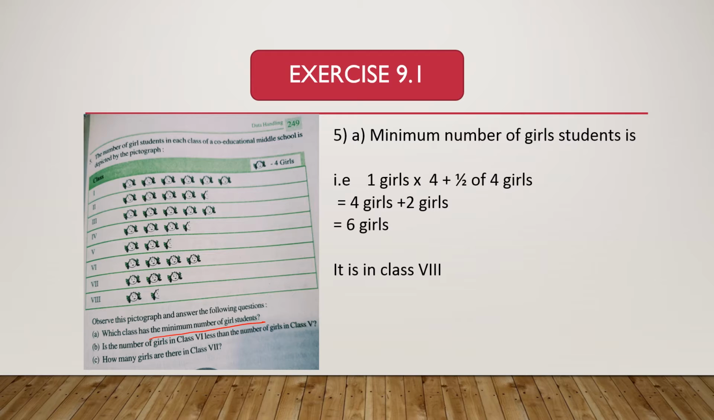That is one pictograph symbol multiplied with 4 girls, that is 4, plus half of 4 girls, which is 2 girls. So 4 plus 2 is 6 girls, and 6 girls are in class 8. This is class 8. So the minimum number of girl students is in class 8.